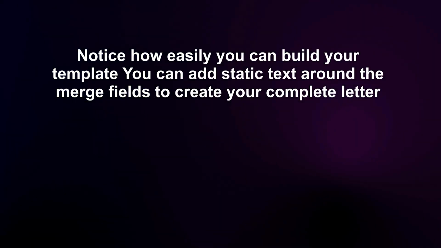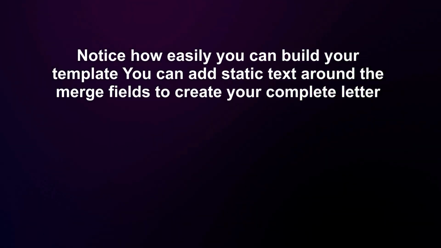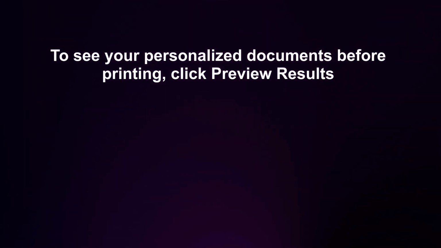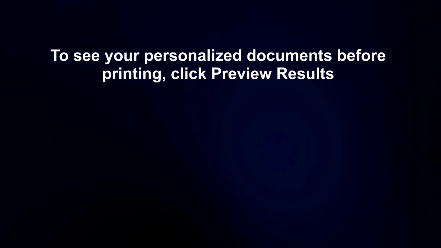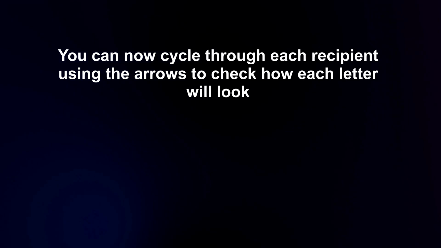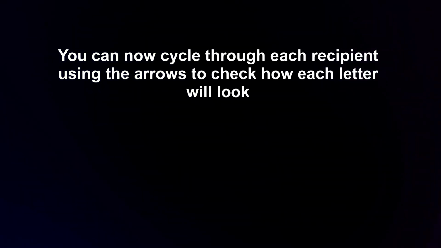You can add static text around the merge fields to create your complete letter. To see your personalized documents before printing, click Preview Results. You can now cycle through each recipient using the arrows to check how each letter will look.